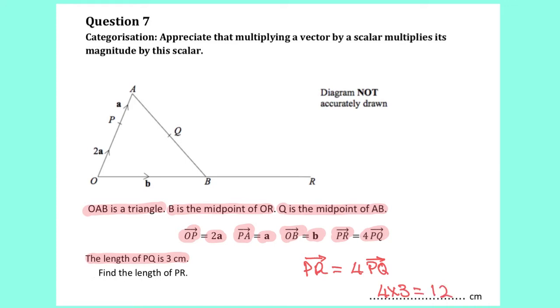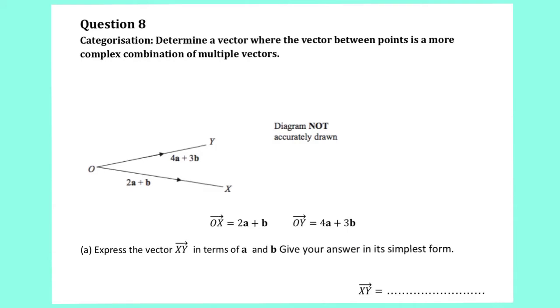In this video, we are told that the vector OX is equal to 2a plus b, and the vector OY is equal to 4a plus 3b. We want to express the vector XY in terms of a and b in its simplest form. So we want to go from X to Y. And the way we do that, we go XO plus OY.